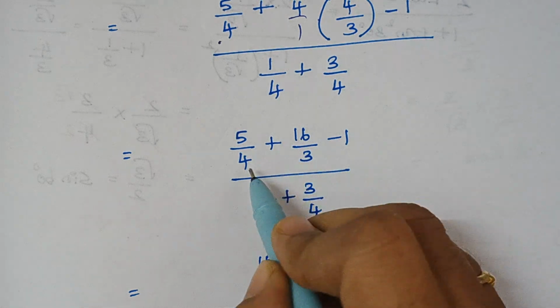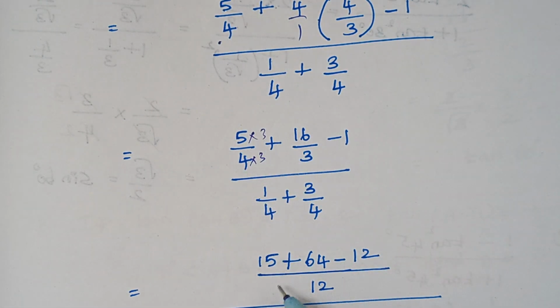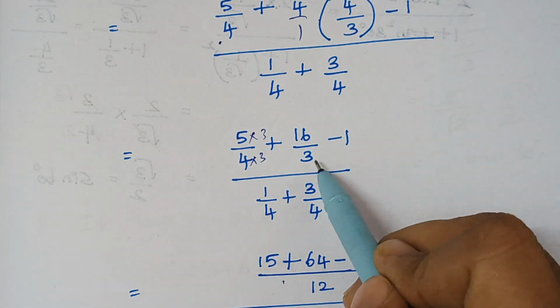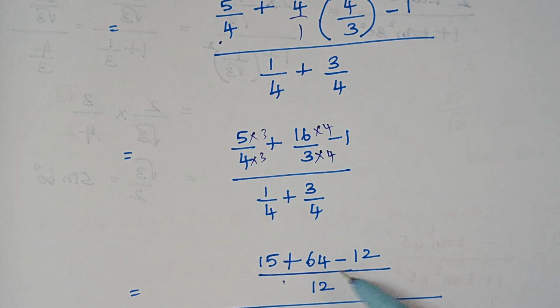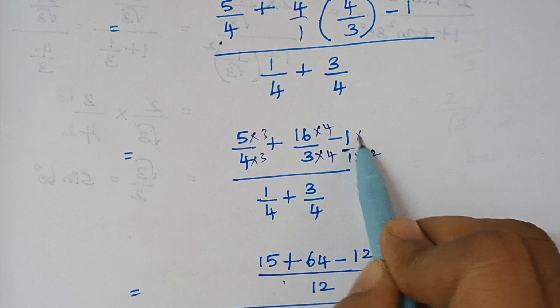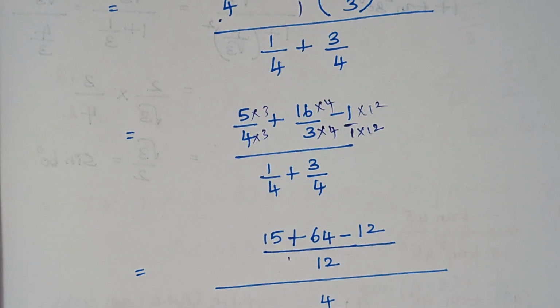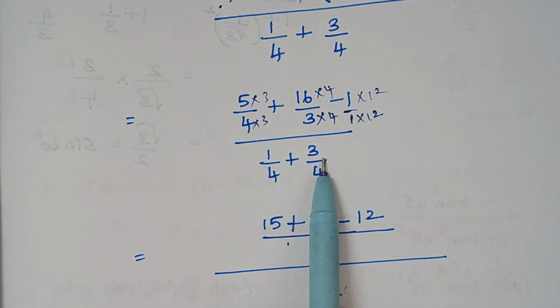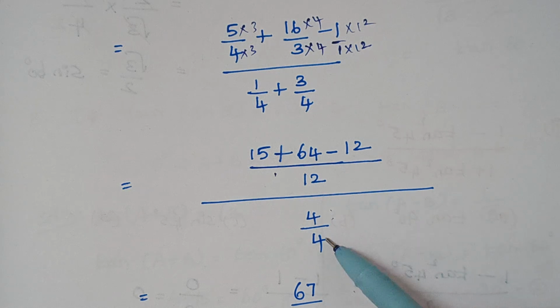Right. So here we are having 4 already. So we are multiplying by 3. So 5 into 3 becomes 15. Here we are having 3. So we are multiplying by 4. So 16 into 4 is 64. So here we are simply having 1. So I have to multiply by with 12. So here it is minus 12 divided by 12. And here since the denominator terms are same, we can directly add. So 1 by 4 plus 3 by 4 becomes 4 by 4.